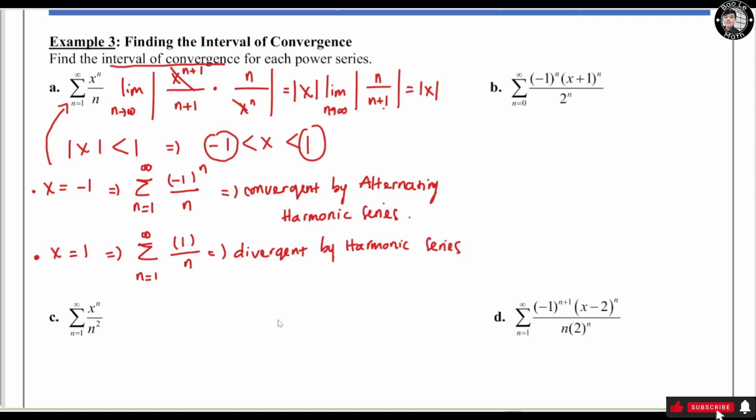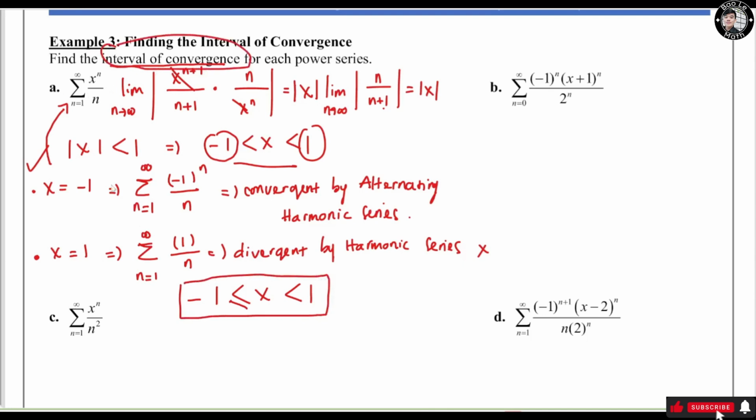Now we're gonna conclude. So we just rewrite this one: -1 less than s less than 1. We check the endpoints. This one works, so we need to include the equal sign right here. This one doesn't work, so we ignore it. So the answer is right here. This is the interval of convergence for the power series.